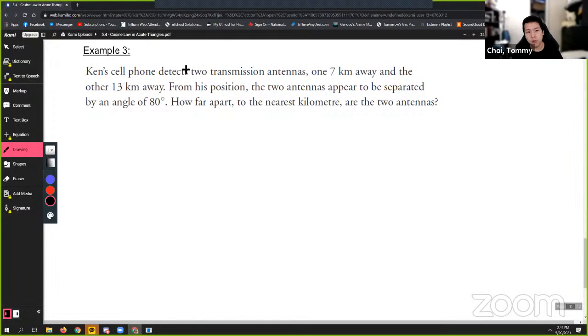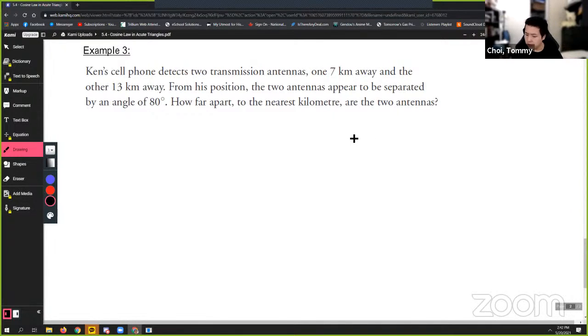So example 3, word problem. It says Ken's cell phone detects 2 transmission antennas, one 7 kilometers away and the other 13 kilometers away. And from its position, the 2 antennas appear to be separated by an angle of 80 degrees. How far apart to the nearest kilometer are the 2 antennas?